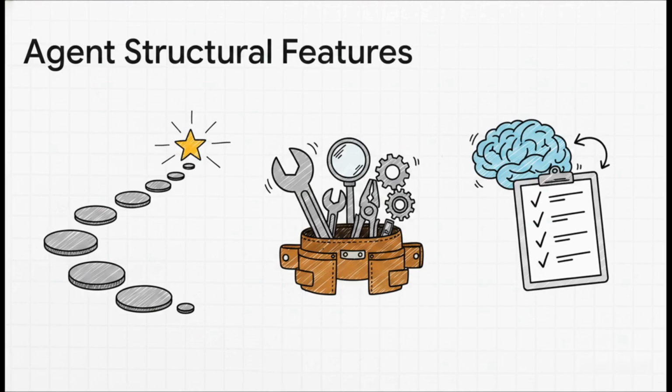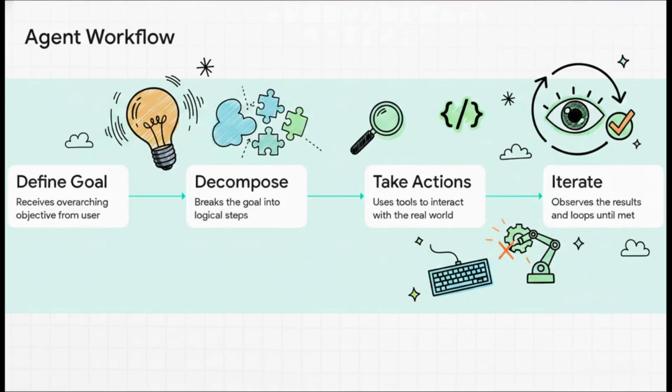And third, state and memory within a task. While chatbots usually treat every single message in total isolation, agents actively track what they've done. They remember what tools they just called, what the results of those tools were, and crucially, what is left to do to actually achieve the main goal. So here's how this all builds into an actual functional workflow. This is the multi-step planning loop that defines an agent's existence. Step 1. It receives and clearly defines the overarching goal. Step 2, it mentally decomposes that big goal into a logical sequence of smaller steps. Step 3, it starts taking actions in the real world using those tools we just talked about.